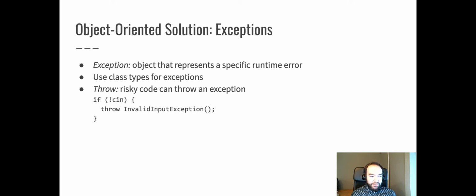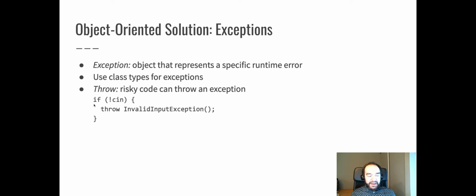One is to throw an exception. They use that verb to indicate you're kind of throwing a problem at someone, kind of throwing it in their face. Sounds a little bit rude, but if something went wrong, you have to communicate that. So to throw is to signal that an exception has happened. That's done by the risky code. So if you're writing some code where something might go bad, then you have an if statement that says, if something went bad, then I throw an exception object.